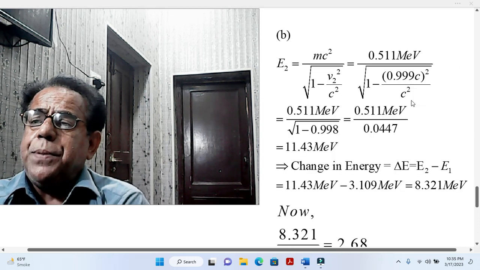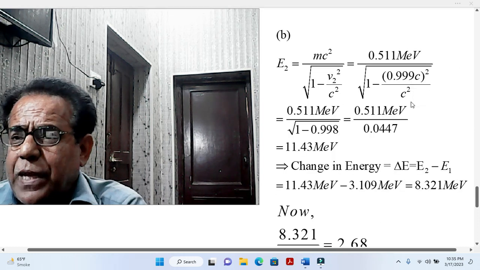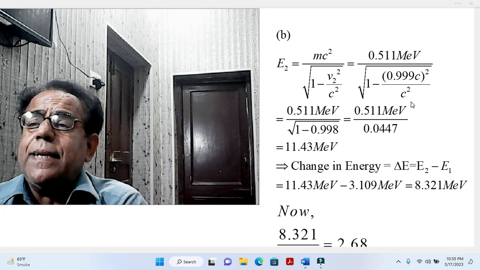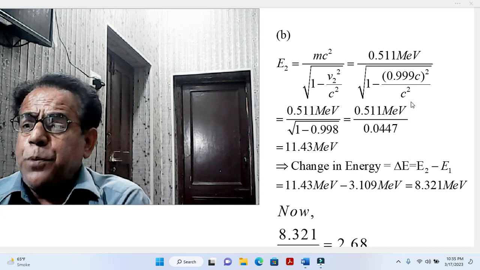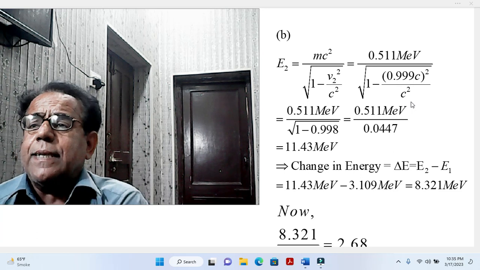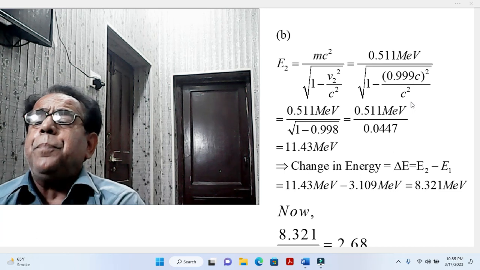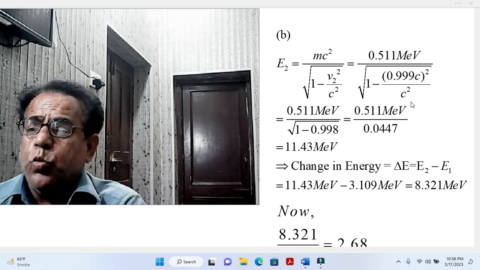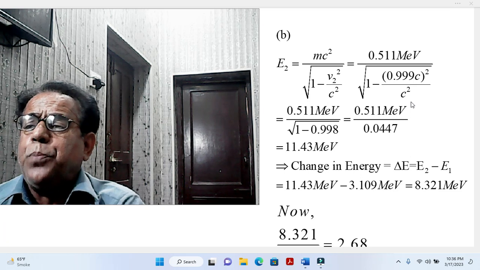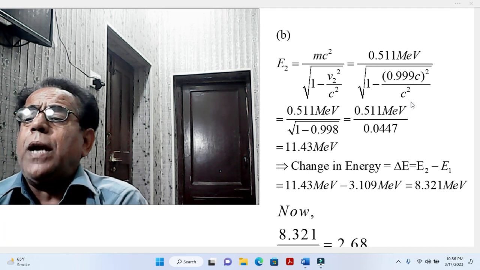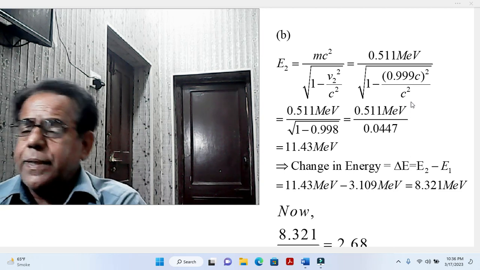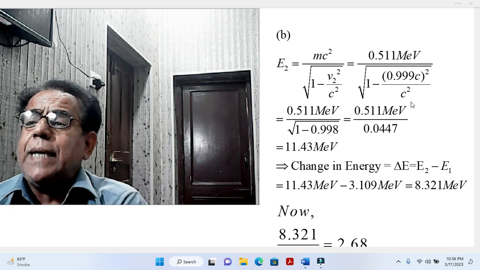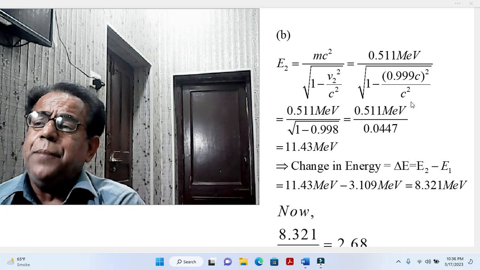Now we move to part B. In this part we are going to calculate the value of E2, that is the value of the second accelerated energy. For calculating the second accelerated energy, mc square will remain the same. However, in the Lorentz factor, in place of V1 we will take the value V2. We know that V1 was equal to 0.99, that is 0.990000, but here the value V2 is equal to 0.999.